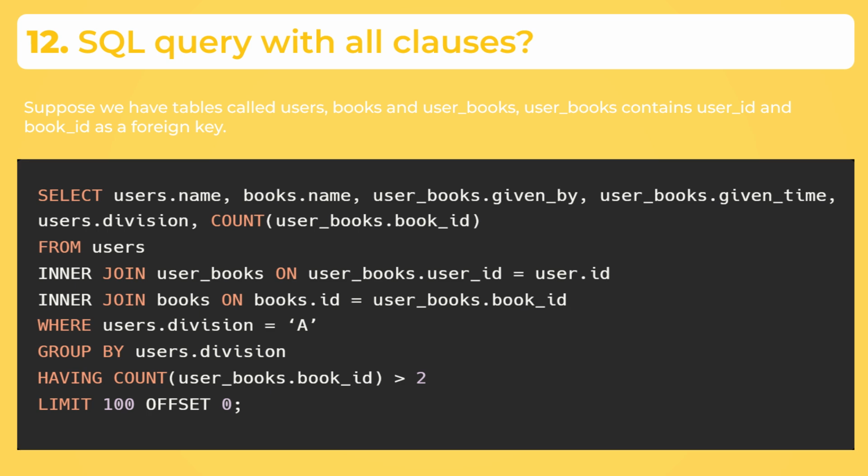This query basically selects username, book name, given by, given time, division, count of books, total given books from the users table, user books table, books, where condition division equal to A, group by division, having count 2 and limit 100, returning the first 100 records and offset starting from 0.